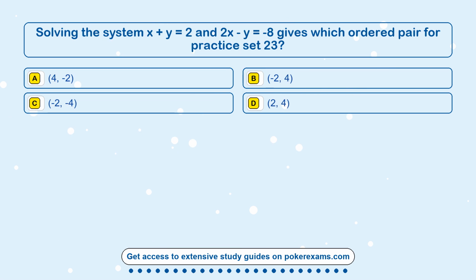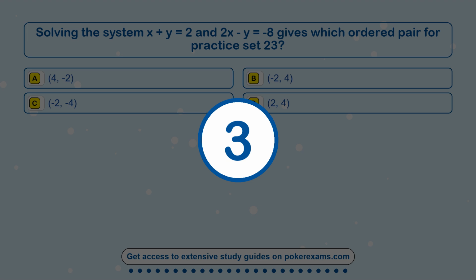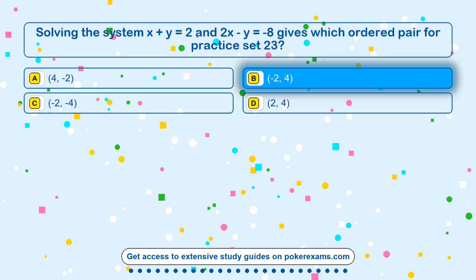Question 12. Solving the system x plus y equals 2 and 2x minus y equals negative 8 gives which ordered pair for practice set 23? Option A, 4, negative 2. Option B, negative 2, 4. Option C, negative 2, negative 4. Option D, 2, 4. The correct answer is option B, negative 2, 4.